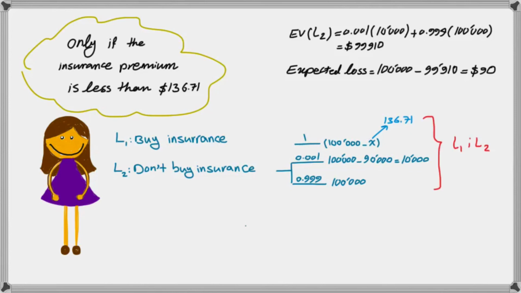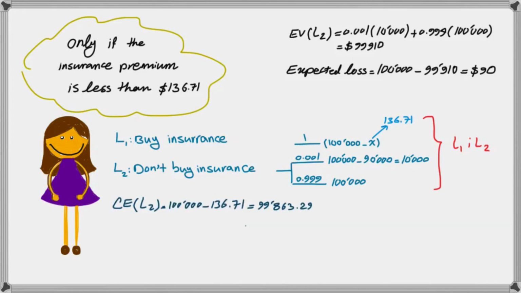Replace that X by 136.71, and these two lotteries become indifferent, basically. That's where these two lotteries have exactly the same expected utility, and they're indifferent. But anything less than 136 is going to make buying the insurance a more favorable lottery, and anything above that makes the second a favorable lottery for Joanne.